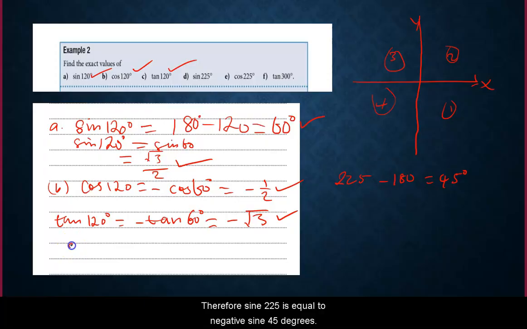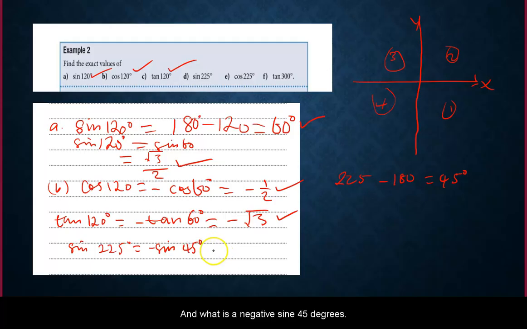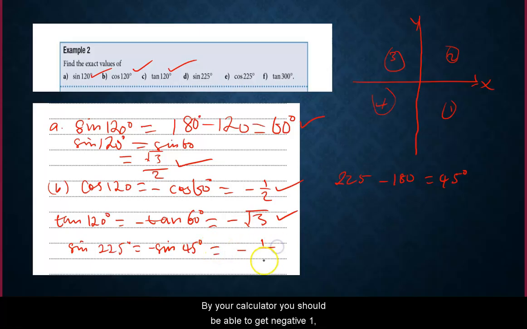Therefore, sine 225 is equal to negative sine 45 degrees. And what is negative sine 45 degrees? By your calculator, you should be able to get negative 1 over root 2. Negative 1 divided by root 2 as the answer.